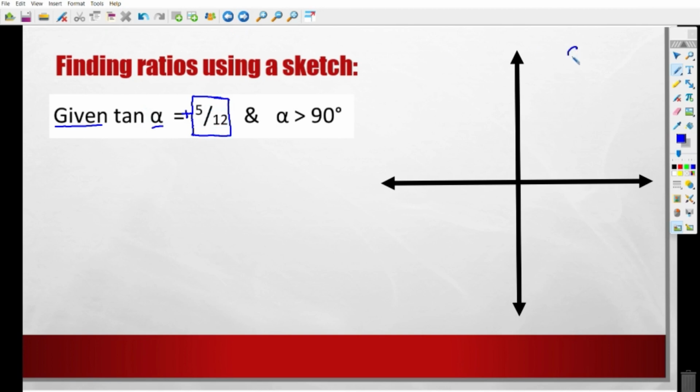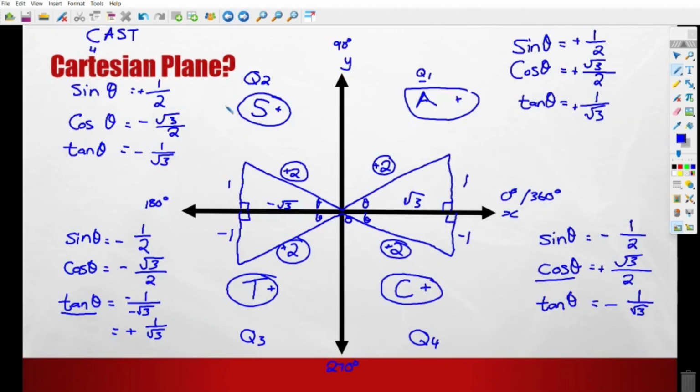Okay, so I'm either in quadrant 1 or I'm in quadrant 3. But now I can't choose both of them, because if you look at my previous slide, I could only draw one triangle at a time. I drew one triangle in my first quadrant and found all my ratios, and then in quadrant 2, I drew another triangle and found all my ratios. So I need one triangle in the sense.